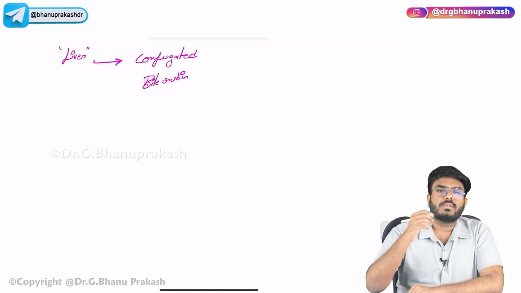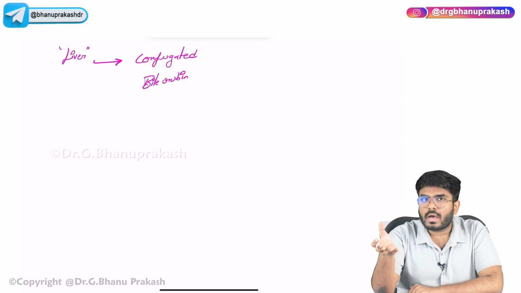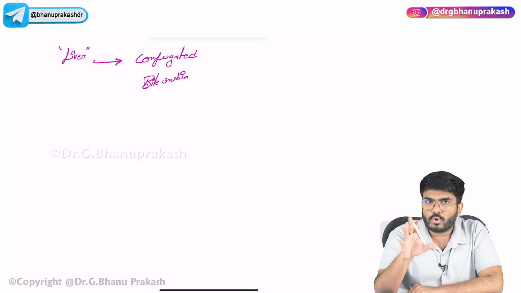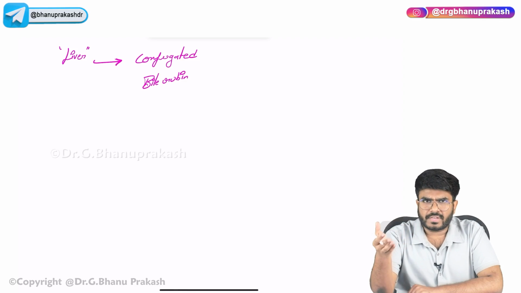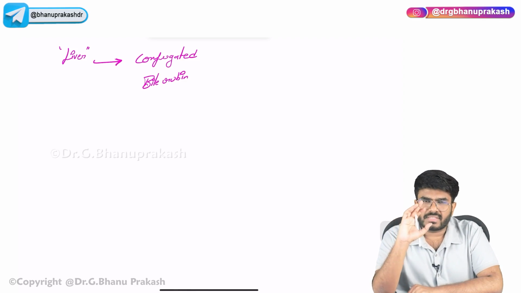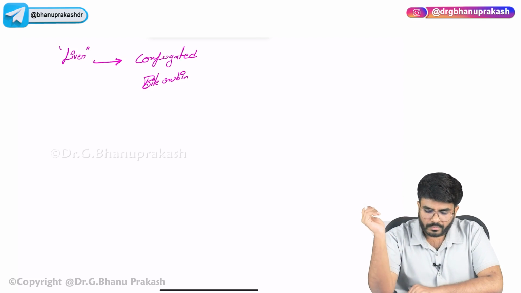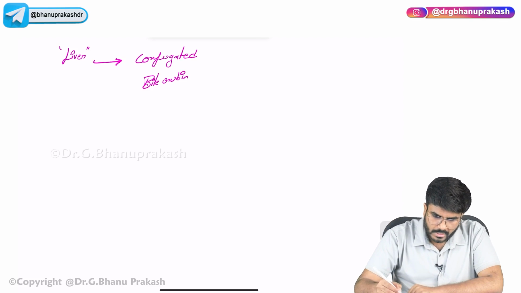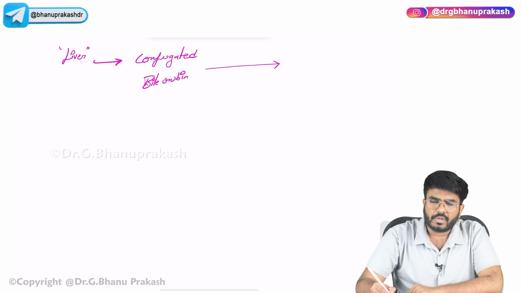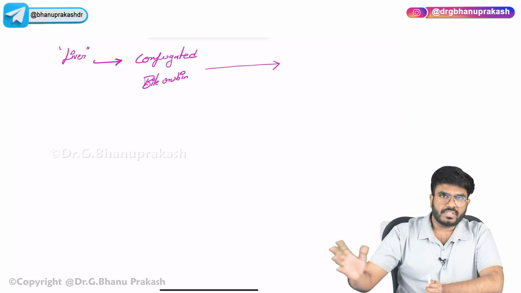Unconjugated bilirubin will come to the liver. In the liver, the unconjugated bilirubin is converted into conjugated bilirubin with the help of the enzyme uridine glucuronyl transferase. We have already discussed this in the basics video, where we covered normal physiology. Now the liver has produced conjugated bilirubin, which goes into the bile, and from the bile into the GIT.